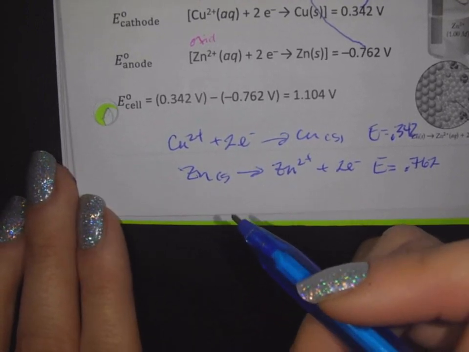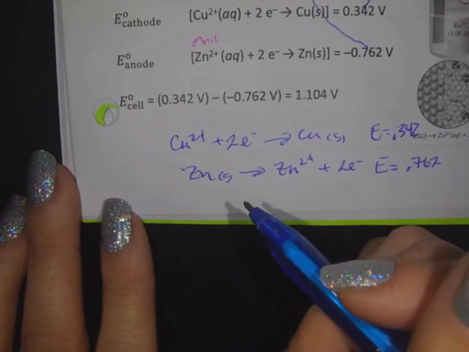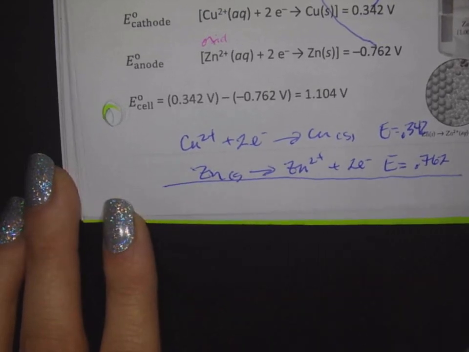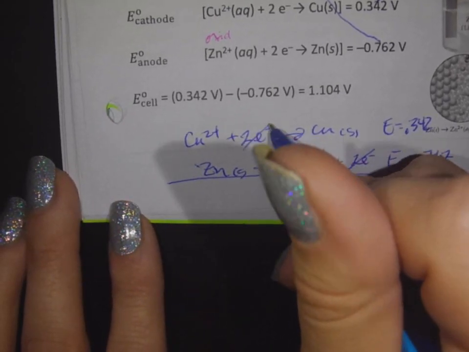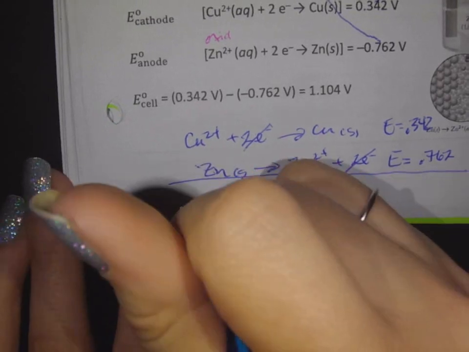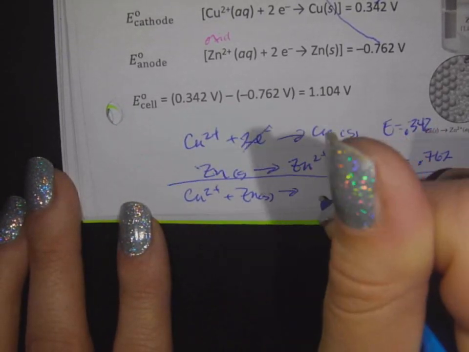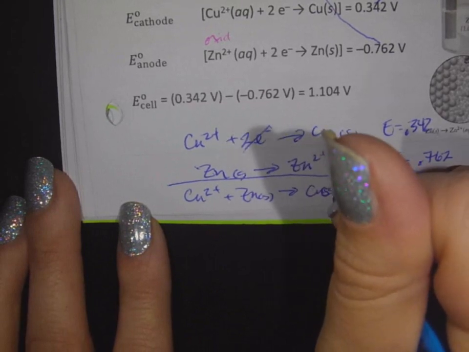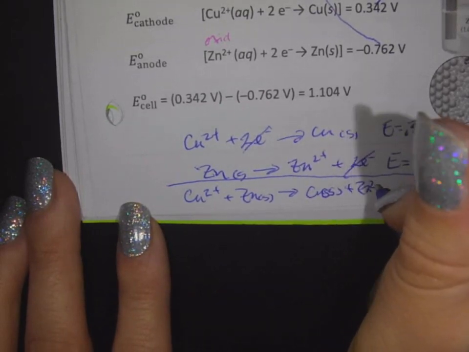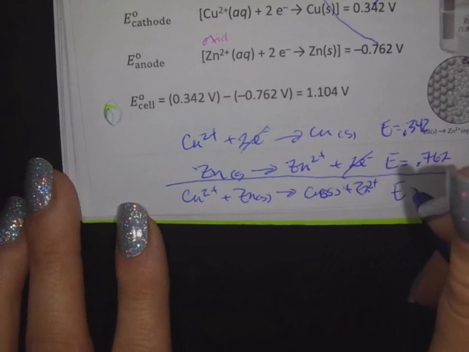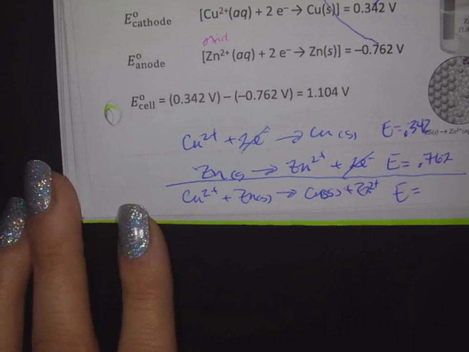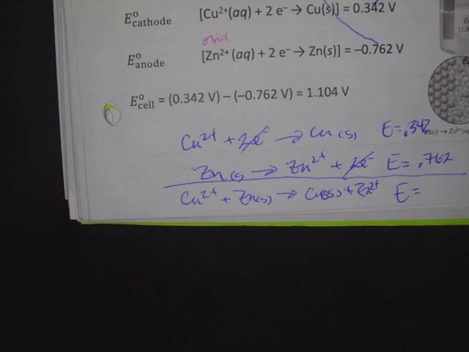Yeah, it's the half reactions, exactly. It's the oxidation and the reduction half reactions. So if we put these together, the 2 electrons cancel, reactants and products, and we get copper 2 plus zinc solid turns into copper solid and zinc 2 plus. And then we just add those E's together, and that will be the E cell, and it's the same thing that we got before. So why do we take the positive of the second equation? Let me explain why.